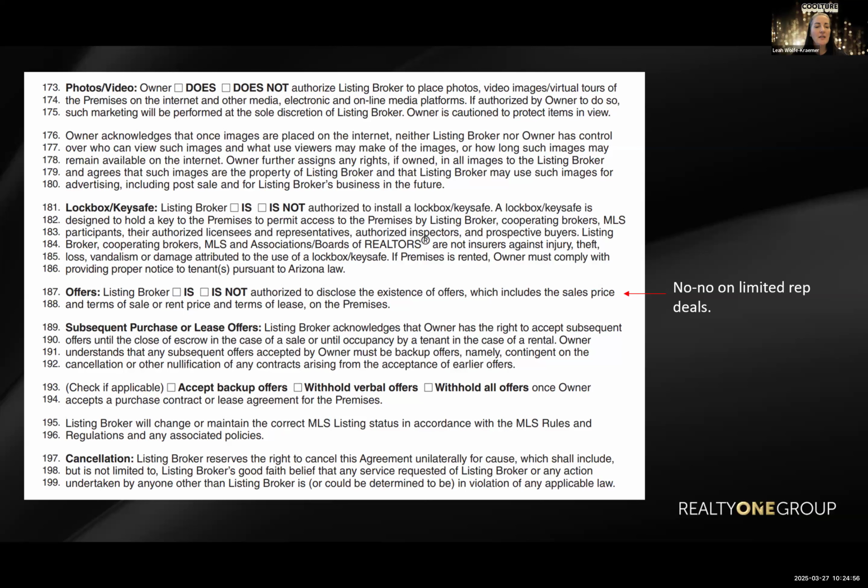Subsequent purchase or lease offers: listing broker acknowledges that owner has the right to accept subsequent offers until the close of escrow in the case of a sale, or until occupancy by a tenant in the case of a rental. Owner understands that any subsequent offers accepted by owner must be backup offers, namely contingent on the cancellation or other nullification of any contracts arising from the acceptance of earlier offers.